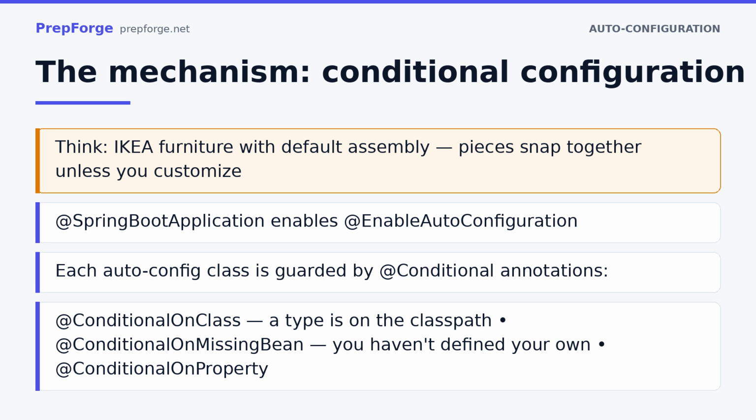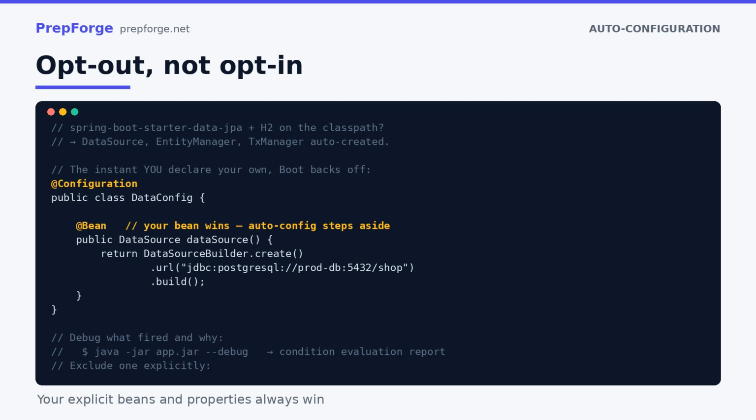A @ConditionalOnClass fires when a type is present on the classpath. A @ConditionalOnMissingBean backs off when you've already defined the bean yourself. A @ConditionalOnProperty checks configuration flags. Here's the crucial principle: auto-configuration is opt-out, not opt-in.